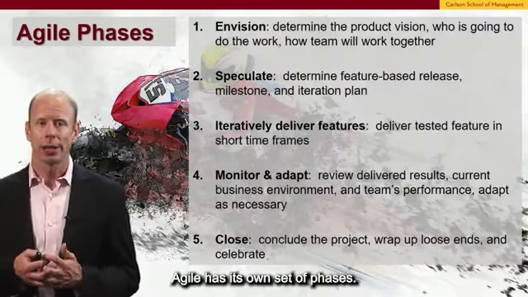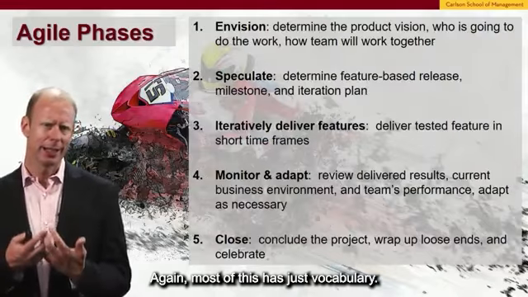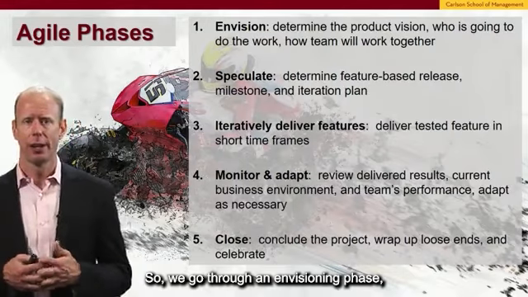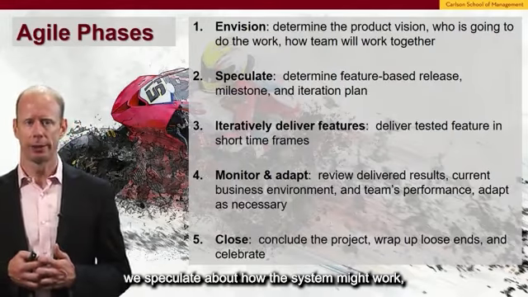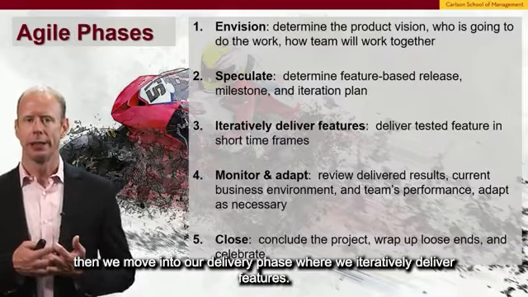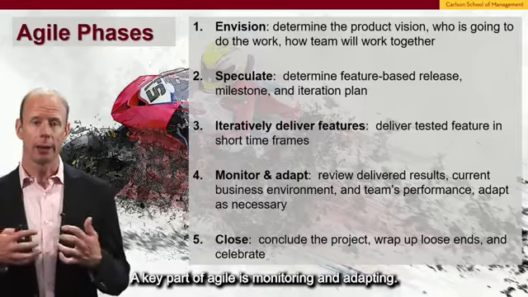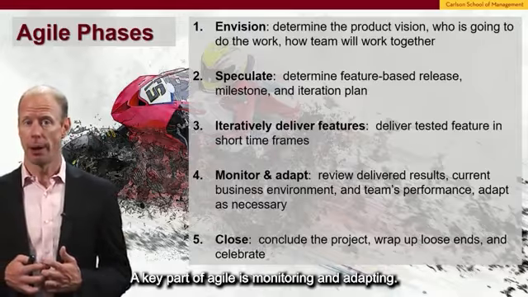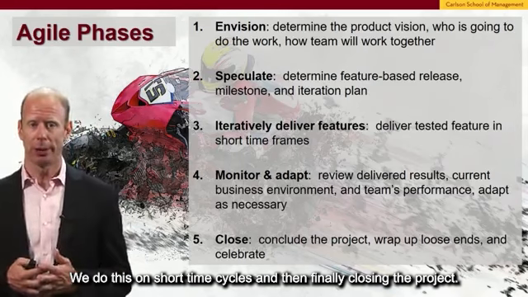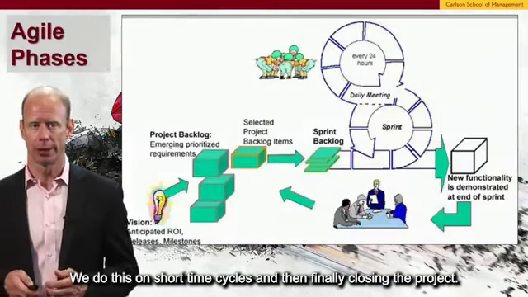Agile has its own set of phases, and again, most of this is just vocabulary. We go through an envisioning phase, we speculate about how the system might work, then we move into our delivery phase where we iteratively deliver features. A key part of Agile is monitoring and adapting, and we do this on short time cycles, and then finally closing the project.